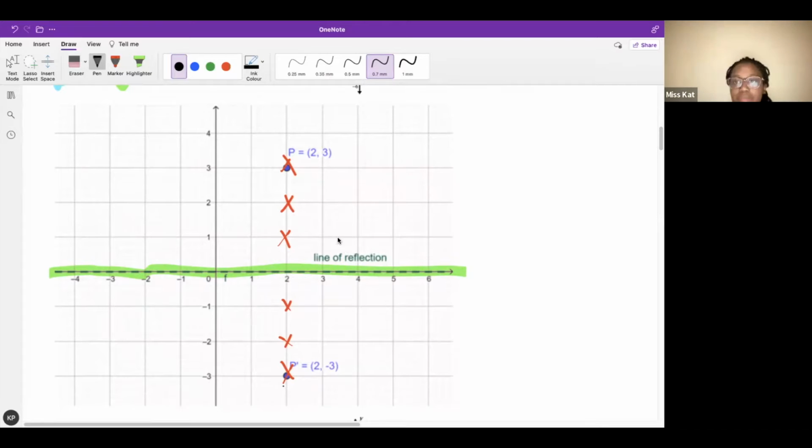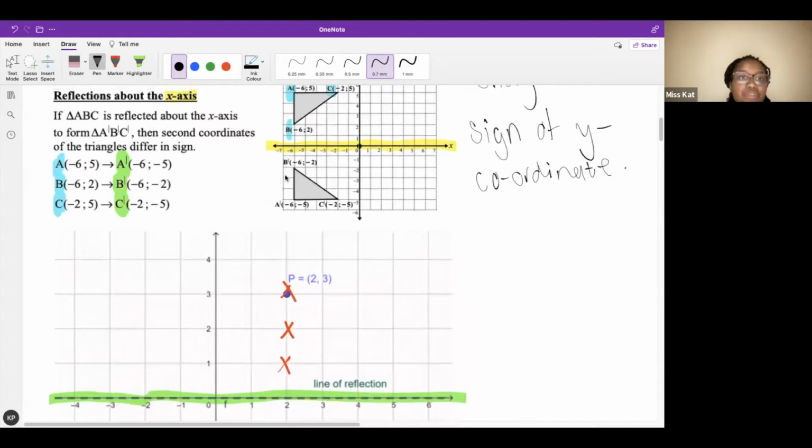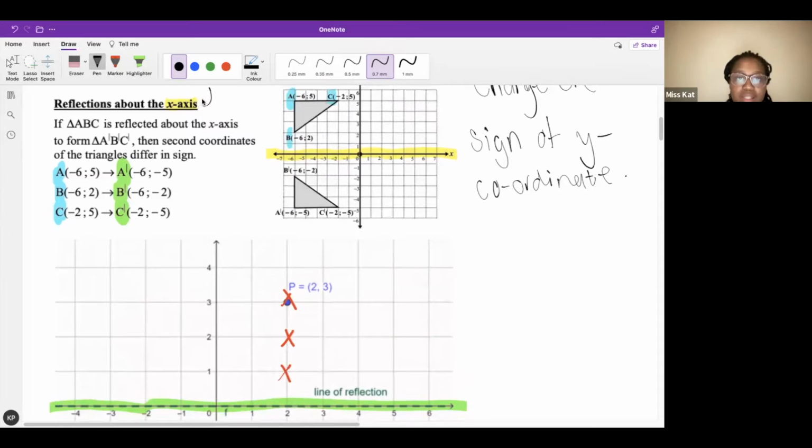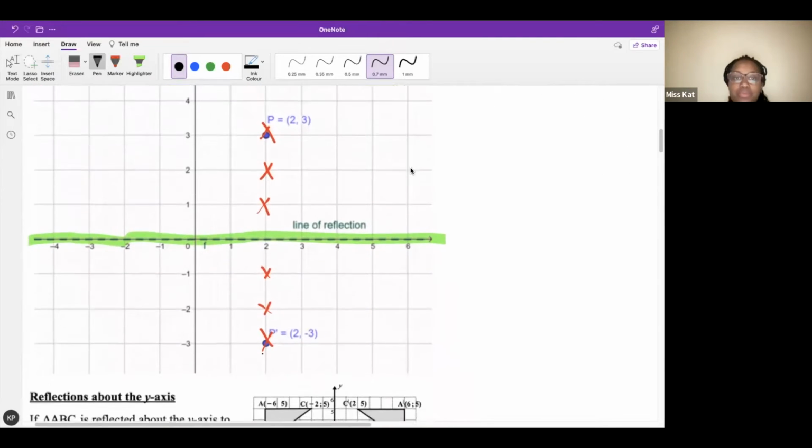So do you see, guys? Hopefully everybody understands a little bit better. Yes, because we are reflecting about the x-axis. Do you see, Gwenna? Yes, so it must be the same distance because we're reflecting about the x-axis. Everybody good? Okay. Now, yes, there we go.